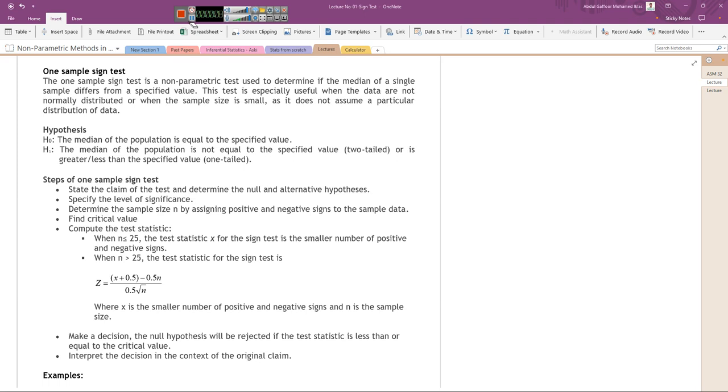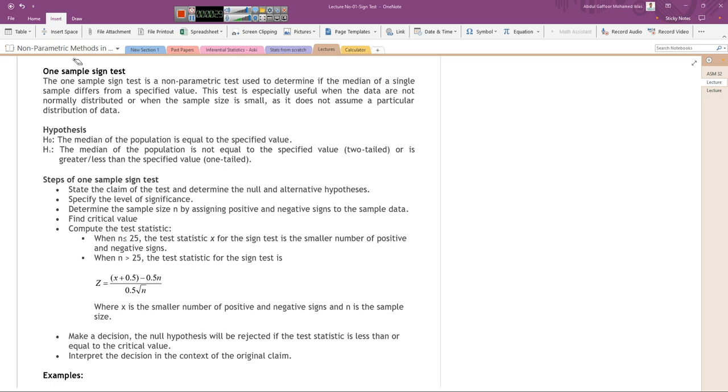In the first lecture we discussed the conditions for which we have to go for non-parametric methods, and in this video we will discuss the first non-parametric method in our list, which is the one sample sign test. The one sample sign test is the non-parametric counterpart of the t-test.